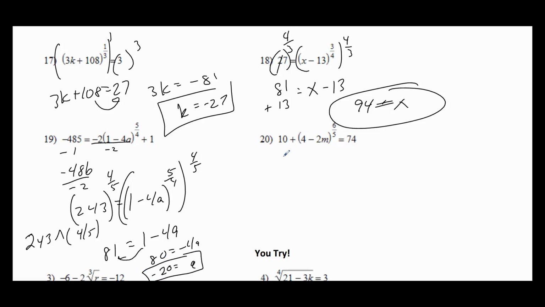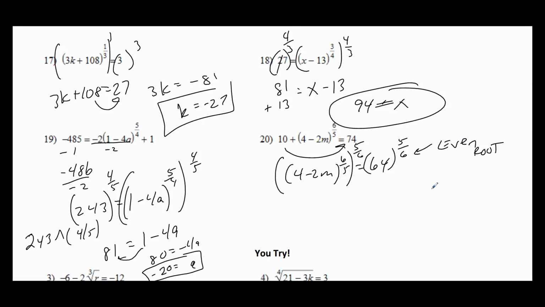Number 20 here. Again, I got to bring the 10 over first. So I get 4 minus 2m raised to the 6/5 power equals 64. Now let's raise it to its reciprocal, 5/6. Now I'm introducing an even root, that's 6. So because that is an even root, I get 2 answers. If I do this on a calculator, 64 caret 5 divided by 6, I'll get 32, but it's plus and minus 32. And on the left-hand side, I get 4 minus 2m.